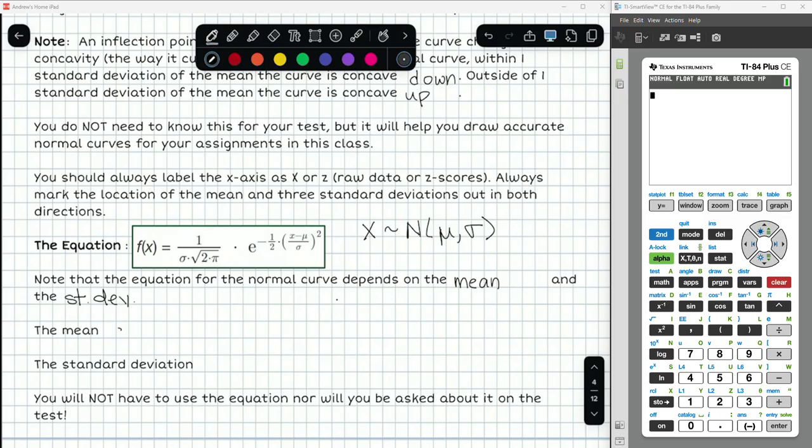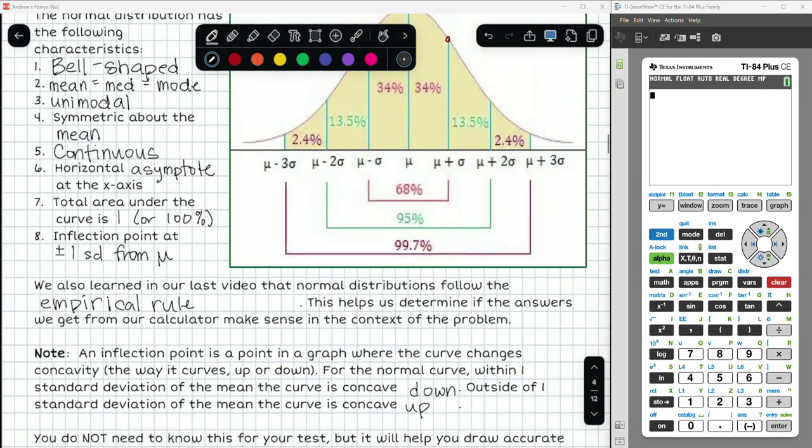The mean shifts the curve to the left or right. And I'm going to scroll up here. The mean indicates where the middle of the curve is, so if my mean is smaller, that whole shape is going to move this way. If my mean is bigger, my whole curve is going to shift that way, the whole bell shape.